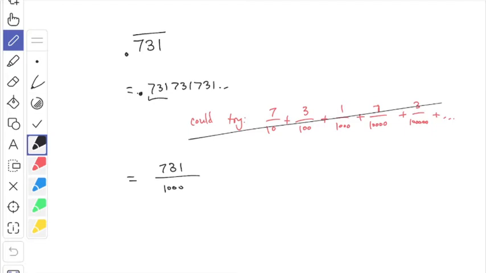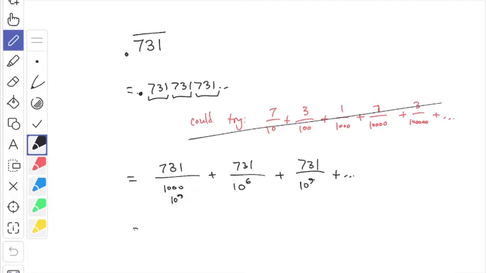Because these are the repeating groups, you view them as groups. So the first three digits give 731 thousandths. And then the next group, 731, is 731 over 10 to the 3 down here. The next one will be 731 over 10 to the 6. And the next one will be 731 over 10 to the 9, etc. This is the trick you use when you are repeating more than one digit. You group them together and you modify those denominators appropriately.